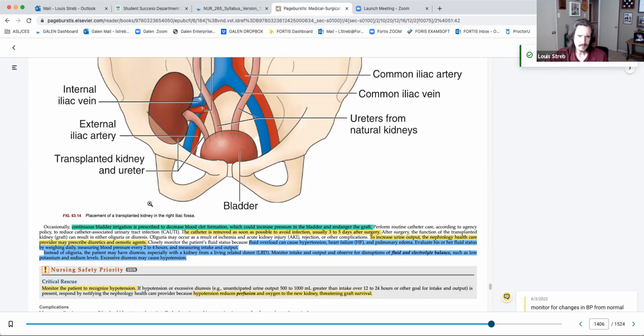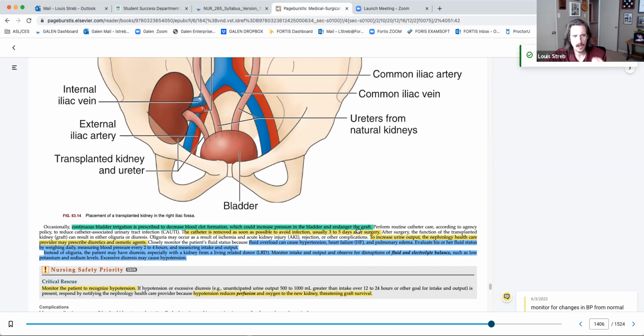Same thing here. Anytime you mess with the bladder or anything in that area, we know inflammation or swelling, or if it starts to fill, it can cause the ureters to be compressed, which will prevent urine from leaving the kidney. And if we do that, we can cause kidney damage, right? So it might be something you see. Continuous bladder irrigation could be prescribed to decrease clot formation, because that would cause increased pressure in the bladder and endanger the graft.